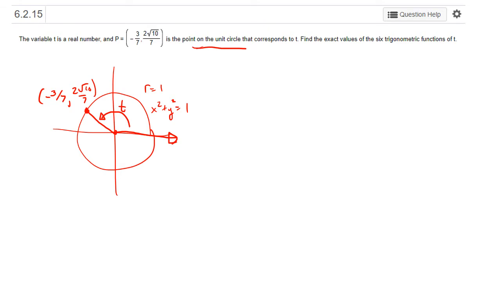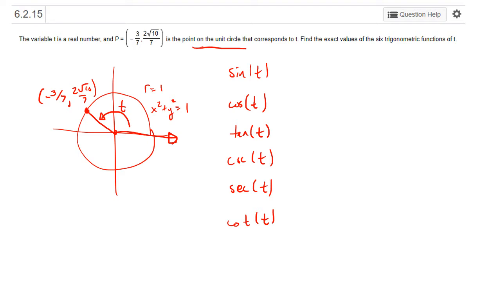Okay? So what we are asked to do is we're asked to find the 6 trigonometric functions of t, namely the sine of t, the cosine of t, the tangent of t. These are our 3 standard functions. And then the cosecant of t, the secant of t, and the cotangent of t. All of these functions are defined in terms of the x and y coordinates of the corresponding point on the unit circle, and thankfully we were given them.